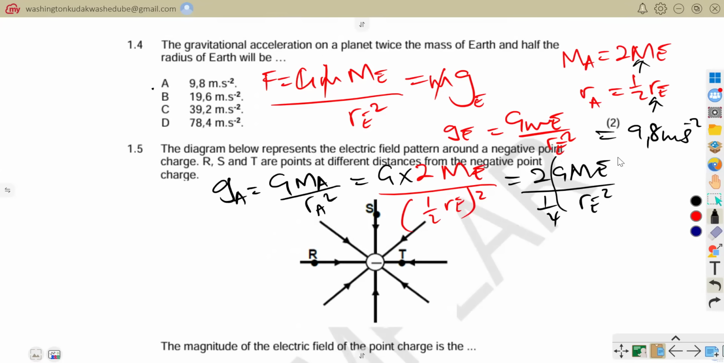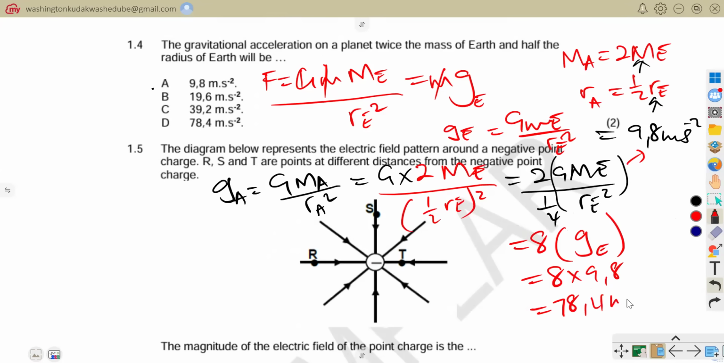So this is now the gravitational acceleration that I know, which is due to the planet Earth, which is equal to 9.8. So if I invert 1 over 4, I would be left with 4 times 2. That is 8 times G, which is the gravitational acceleration on planet Earth, so 8 times 9.8. If I say 8 times 9.8, I'm supposed to get 78.4 meters per square second. So the correct answer there was going to be D.